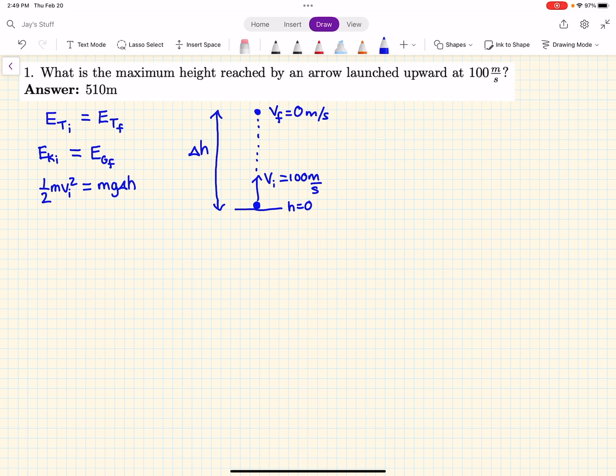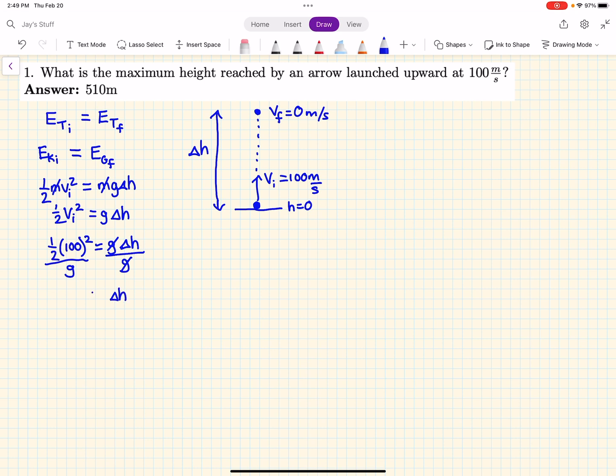You can see here we don't even need to know what the mass is because those cancel out. They're on both sides. So we now have v initial squared times 1/2 is equal to g times delta H. So if we put those numbers in, we have 1/2 times 100 squared is equal to g times delta H. If we divide both sides by g, these ones will cancel out.